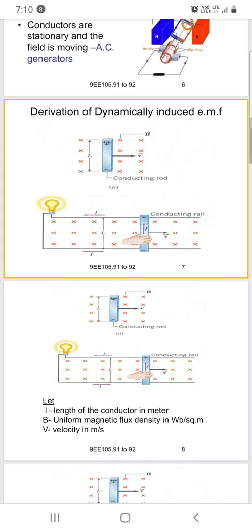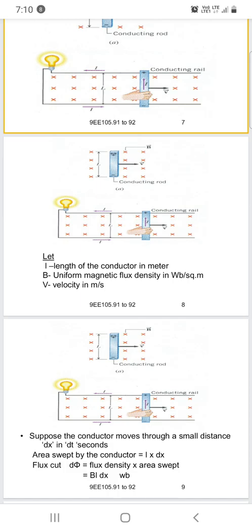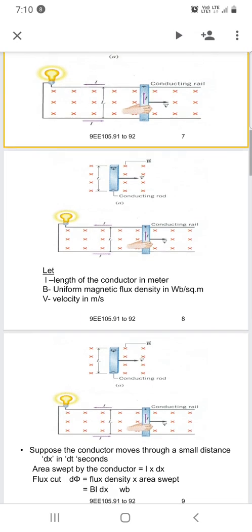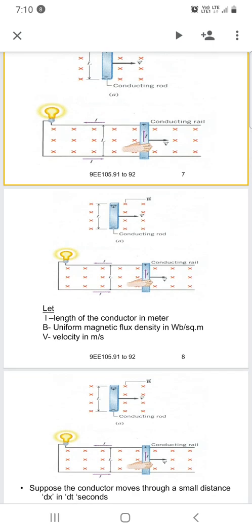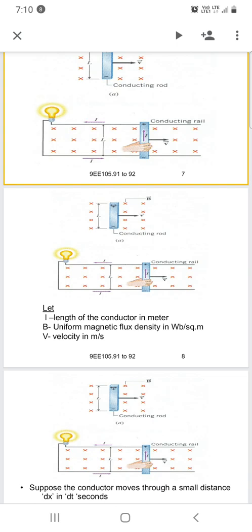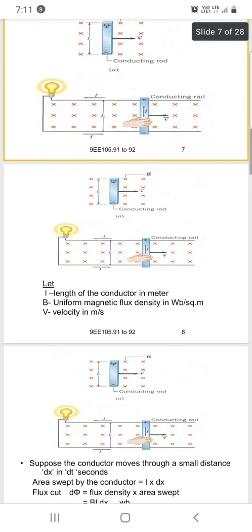So here, L is the length of the conductor in meters, B is the uniform magnetic flux density in Weber per square meter, and V is the velocity of the conductor. The conductors are moving in the magnetic field.